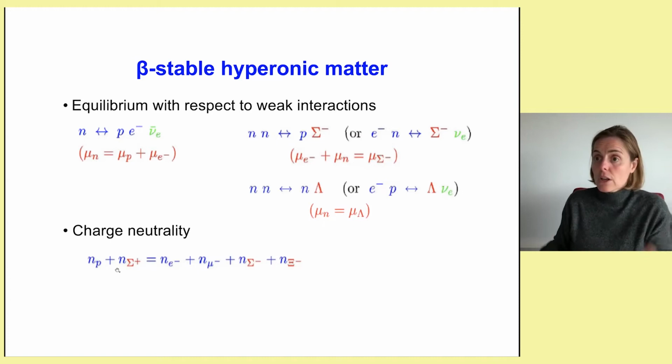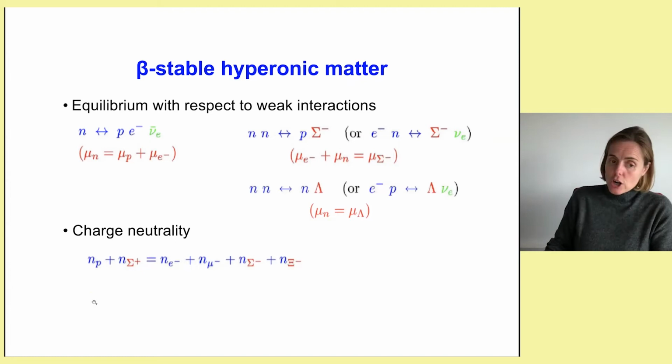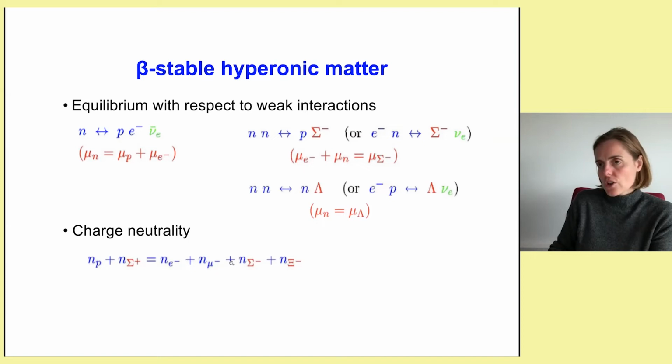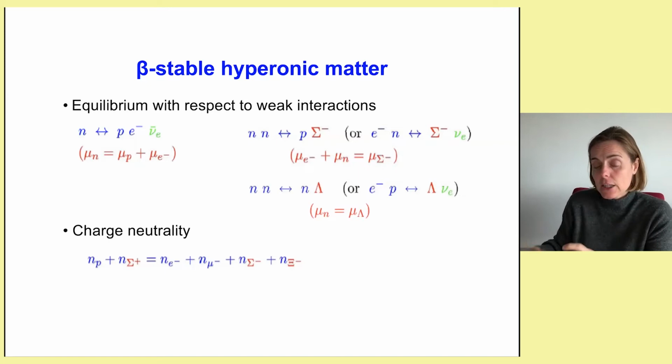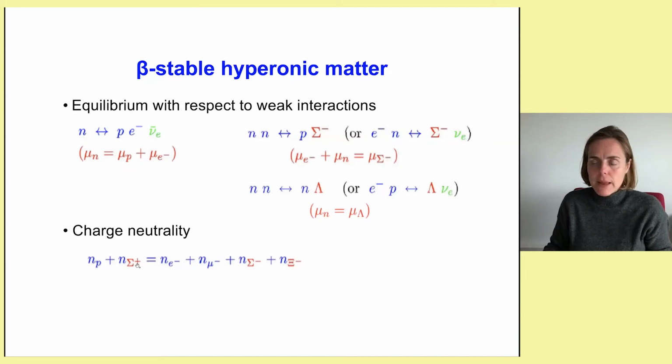So the positively charged particles, taking into account the charge and the density, should be equal to the sum of the charge times the density of the ones with negative charge. Here you have protons and sigma plus, and on the other side of the equation, electrons, muons, sigma minuses, and cascade minuses.